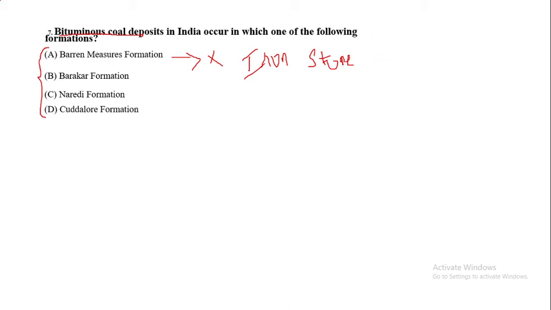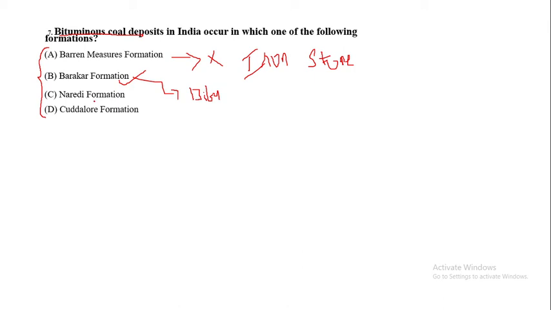Now the second option is Barakar formation. As we know, Barakar coal field belongs to the lower to middle Gondwana formation. There it has the bituminous coal. Barakar formation has the bituminous coal. So this will be the appropriate answer for the question. Bituminous coal is from the lower to middle Gondwana formation, that is Barakar formation.